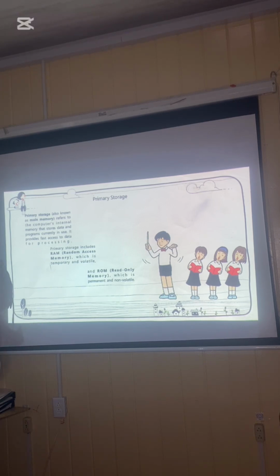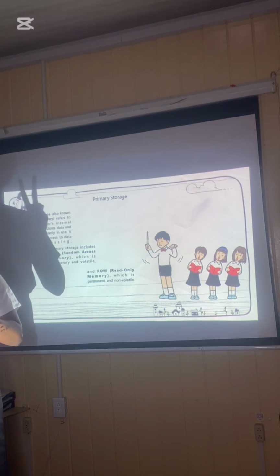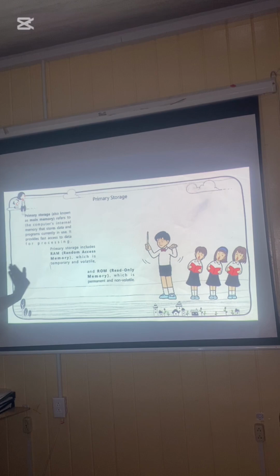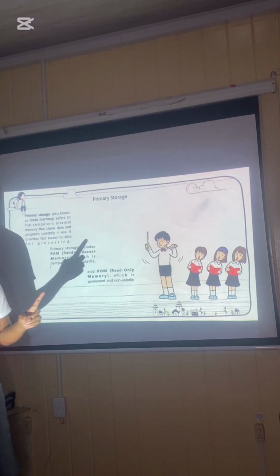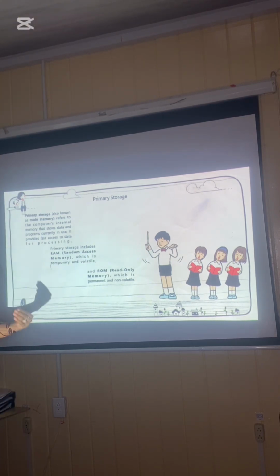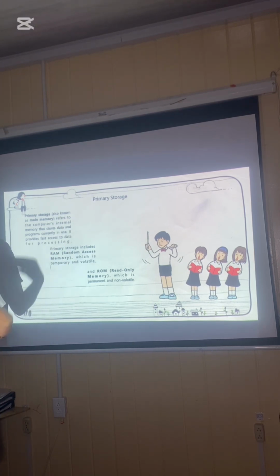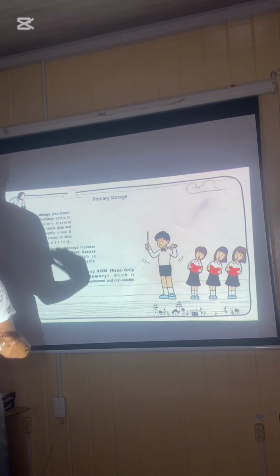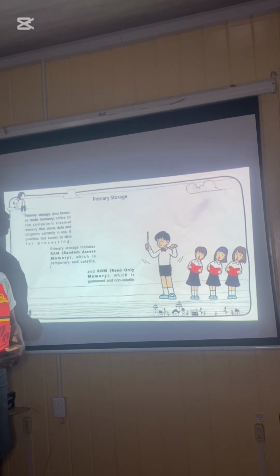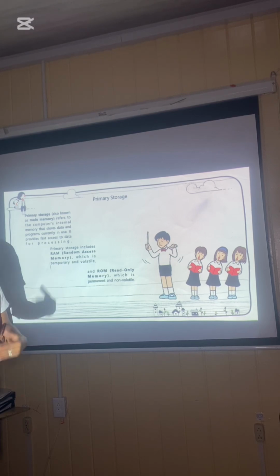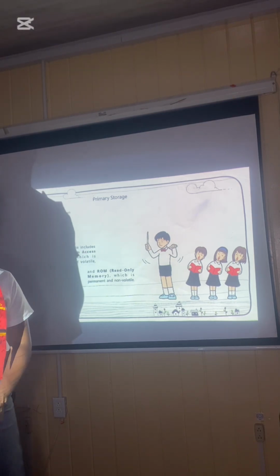So with the primary storage, we understand that there are basically two types. Like I said previously, there is the RAM, the random access memory, which is temporary and volatile. You might wonder what volatile means. What that means is that our data will be lost once our computer is turned off. On the other hand, we have the read-only memory, which is permanent and permanently stores our data.